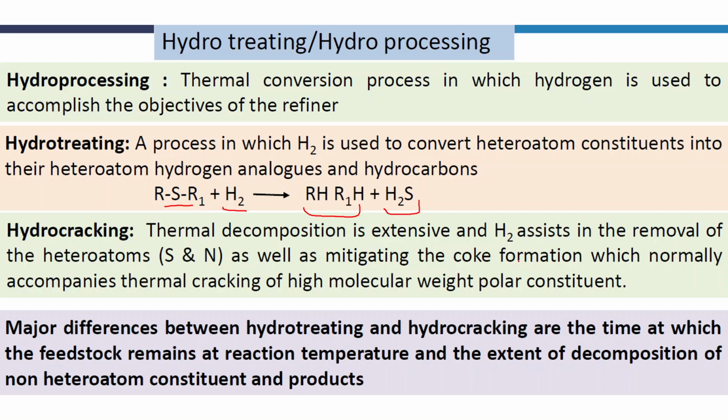So one major difference is that in hydrotreating, sorry, in hydrocracking, coke formation takes place, but in hydrotreating coke formation does not take place. This procedure cracks higher molecular weight constituents to lower molecular weight constituents, and by addition of hydrogen converts them into a stable product. The major difference between hydrotreating and hydrocracking is the feeds, the temperature at which the feedstock remains at reaction temperature, and the extent of decomposition, which is also different in both.